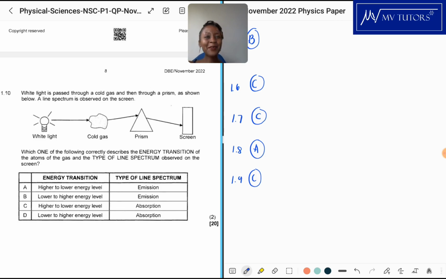And now the type of line spectrum. Since we're looking at B and D, is it emission or is it absorption? Absorption. So the answer here in this case, because we have cold gas and not hot gas, it will actually be absorption. So the answer then for 1.10 would be D.